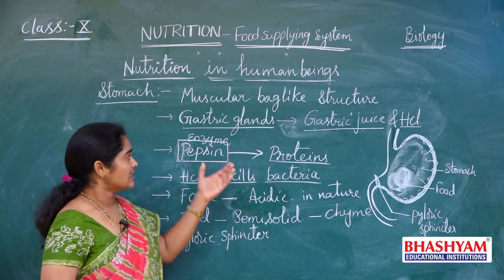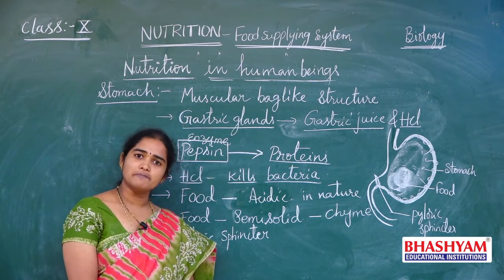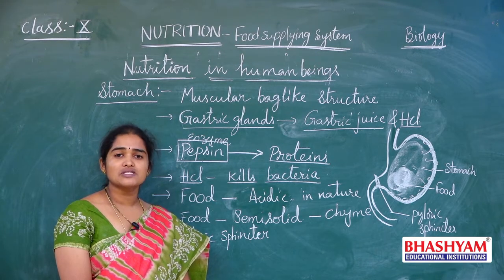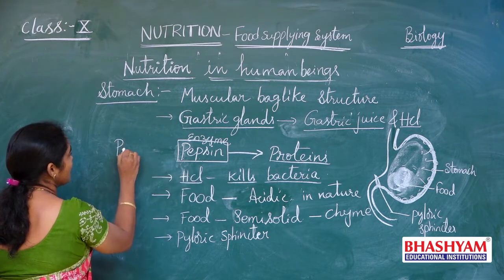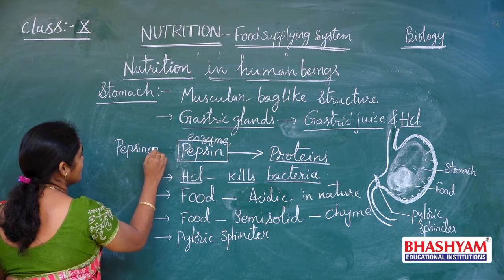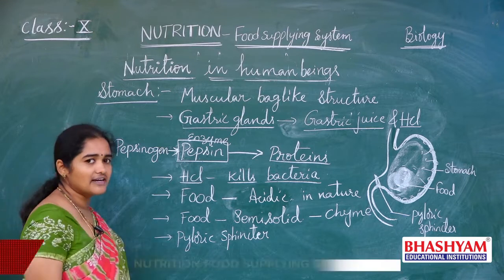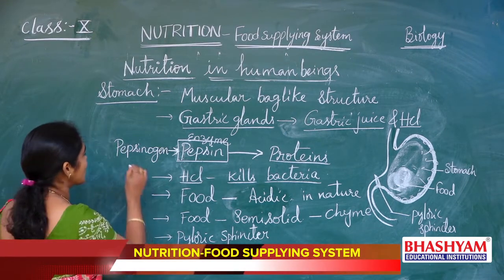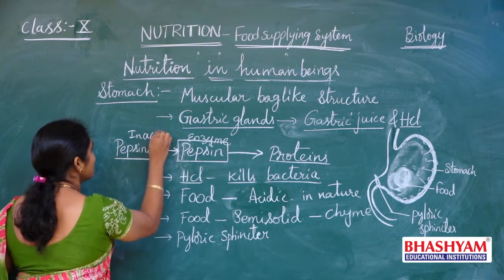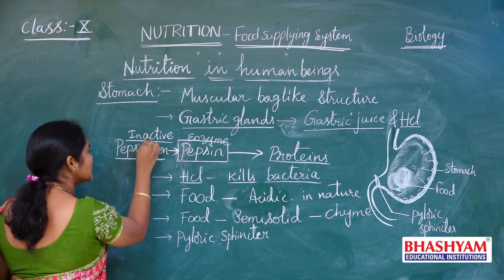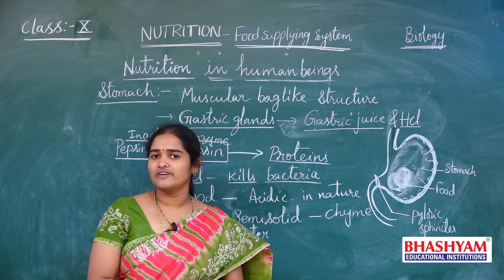Suppose if you see, the enzyme which is produced in the stomach is pepsin. Basically this pepsin is first produced as an inactive enzyme. That inactive enzyme's name is pepsinogen. Basically pepsin directly as it is will not be secreted in the stomach. It will be produced as an inactive form of pepsin, that is called pepsinogen. Inactive means there will be no action, so it is not useful for digestion.